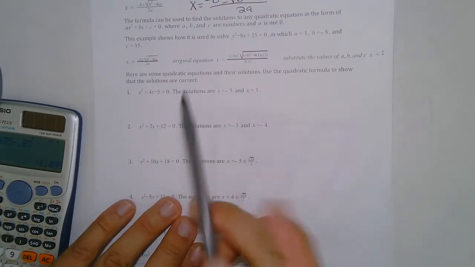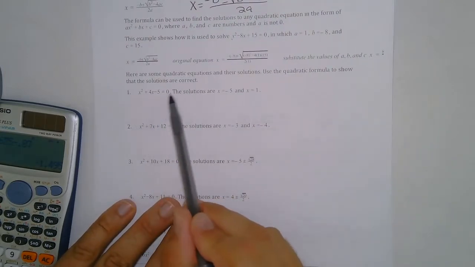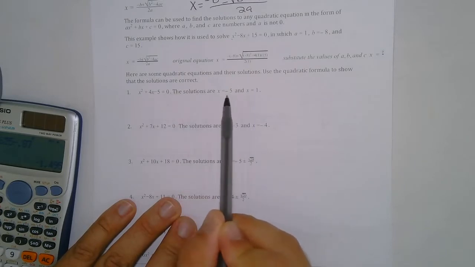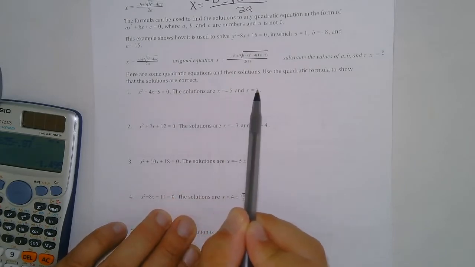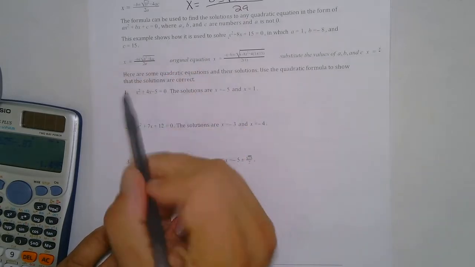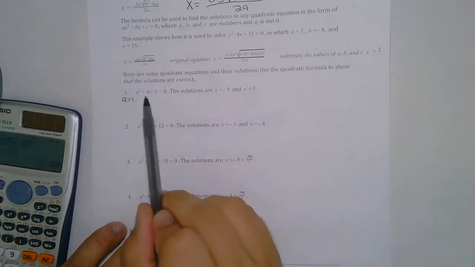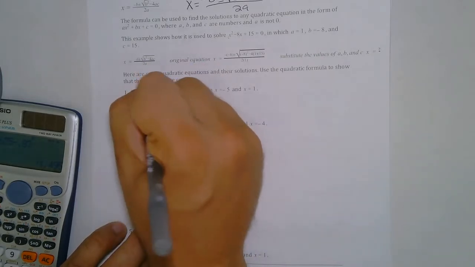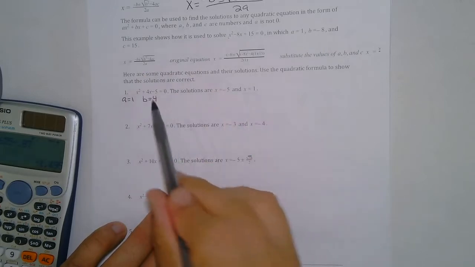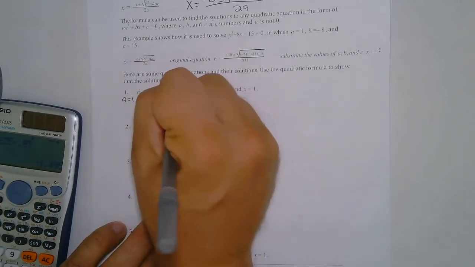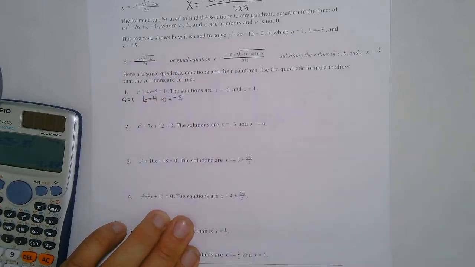So what we're going to do now is use the quadratic formula to verify that the solutions here are -5 and 1. So here the x squared term is 1, so I'm going to write a equals 1. The x term is 4, so b equals 4. And the constant is -5, so c equals -5.